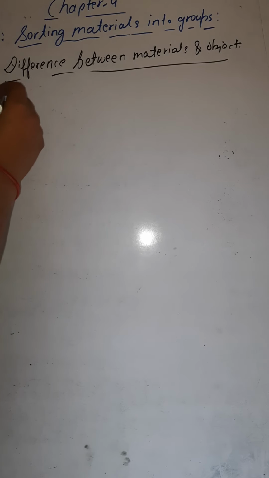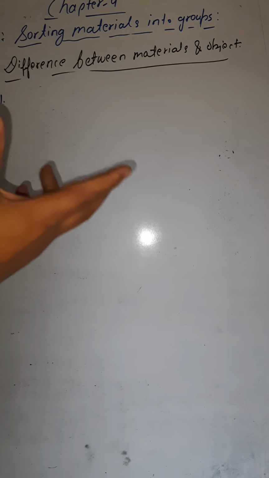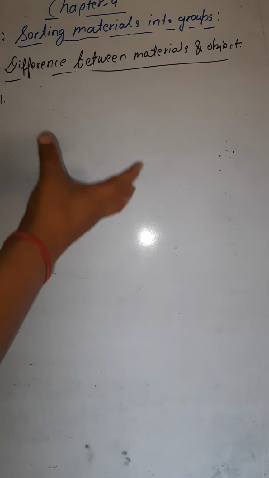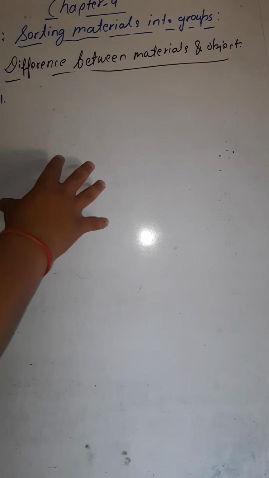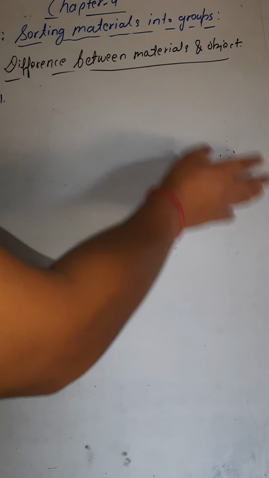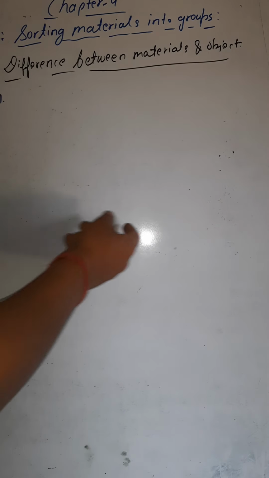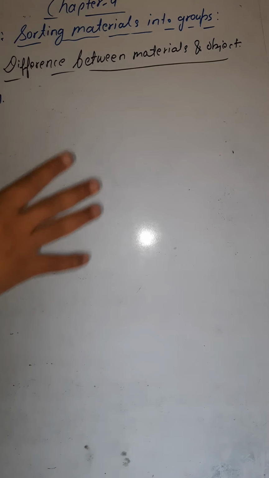The first one is, materials make the objects, but the objects cannot make the material. If any material is there, you can make an object out of that material. The objects are being made of the materials, but we cannot make the material out of the object. Are you getting this? So materials make the objects, but the objects cannot make the material. That is the first difference that you have to know.